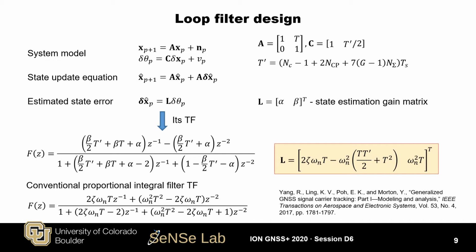Based on the established system model, we apply the control system design technique to derive the state estimation gain matrix by comparing the transfer function with the conventional proportional integral filter. The benefits of this loop filter design would be the convenience for tracking performance evaluation under various operating conditions and the development of adaptive tracking algorithms in challenging conditions. These are left for future work.